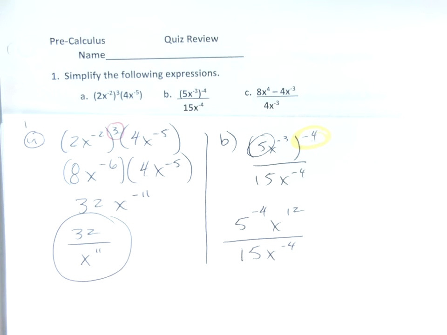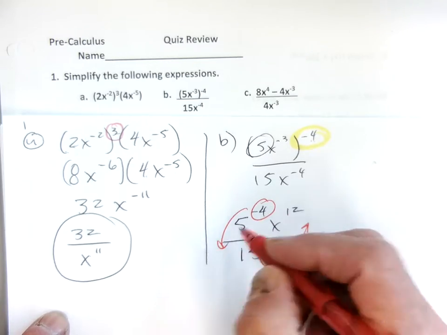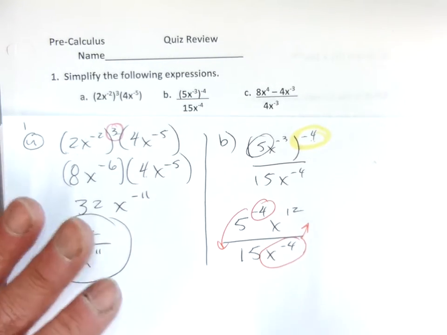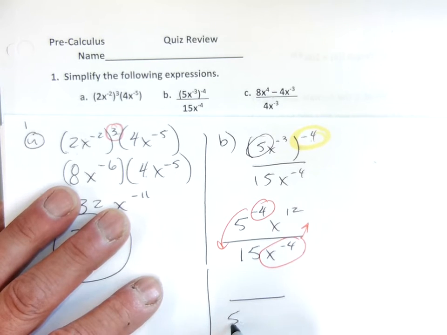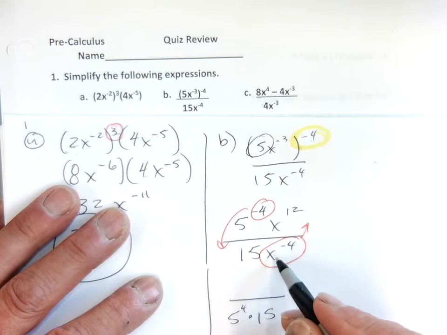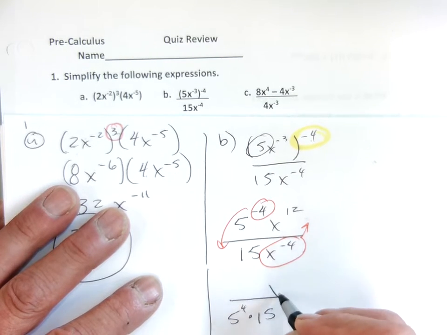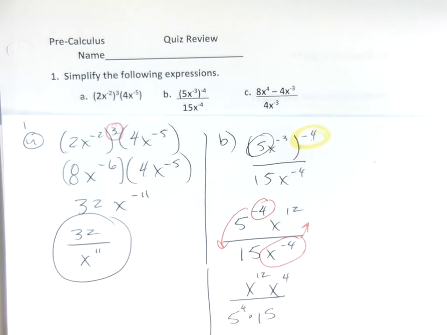Well, let's move some exponents. Okay, I'm going to move them. If it's a negative exponent, I'm going to move it up or down. So I'll move this one up and I'll move this one down. So I'm going to have a 5 to the positive 4 times my 15. This x to the negative 4 comes up with my x 12. So all I did is if it was a negative exponent, I moved it, okay?